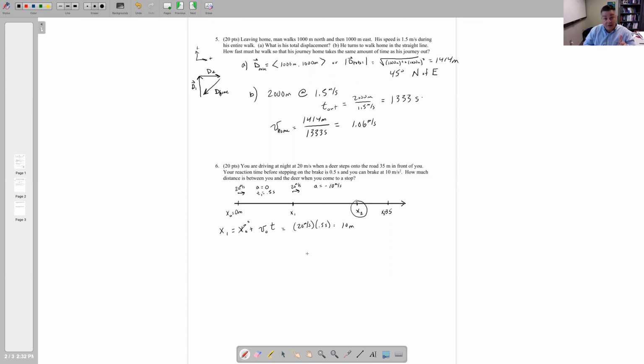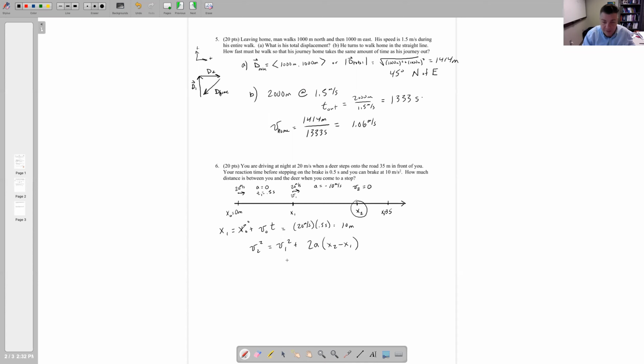I know that I'm stopping. So I know right here, I'll call it V2. V2 is 0. I know V1 is this value here, right? The velocity didn't change between location 0 and 1. So I don't know time, so I'm going to go here first. V2 squared is V1 squared plus 2a times X2 minus X1. I know everything there except for X2.